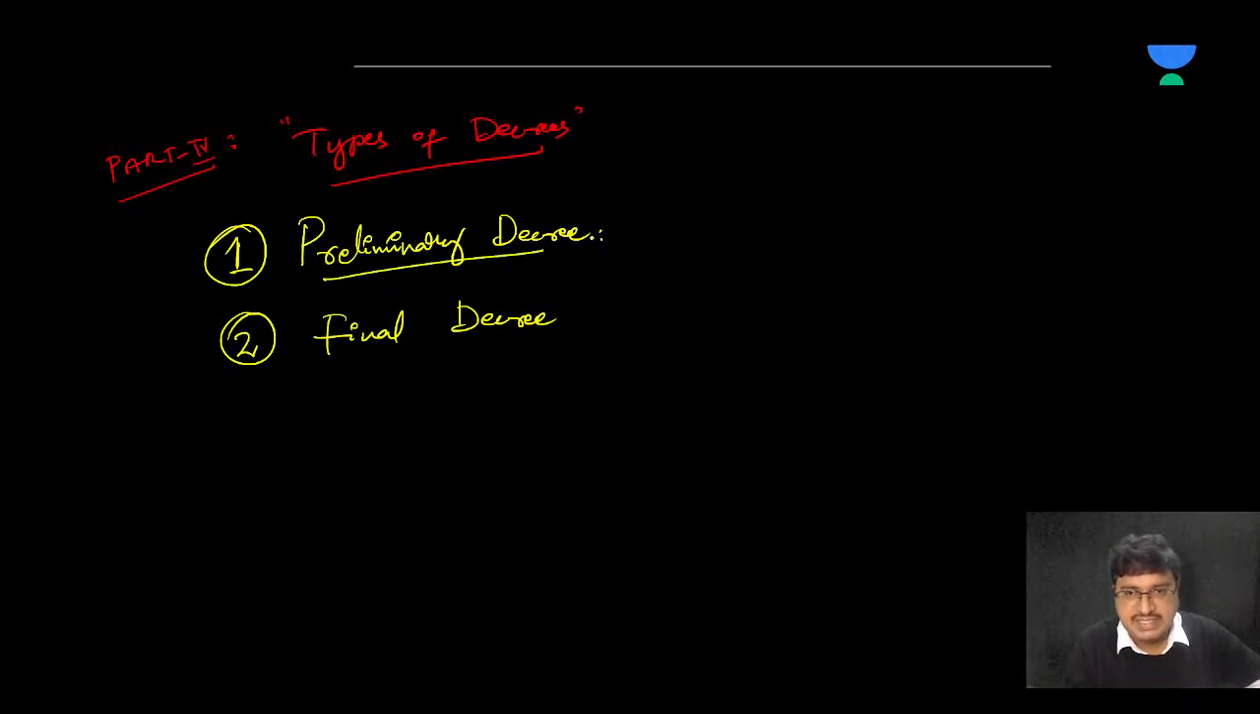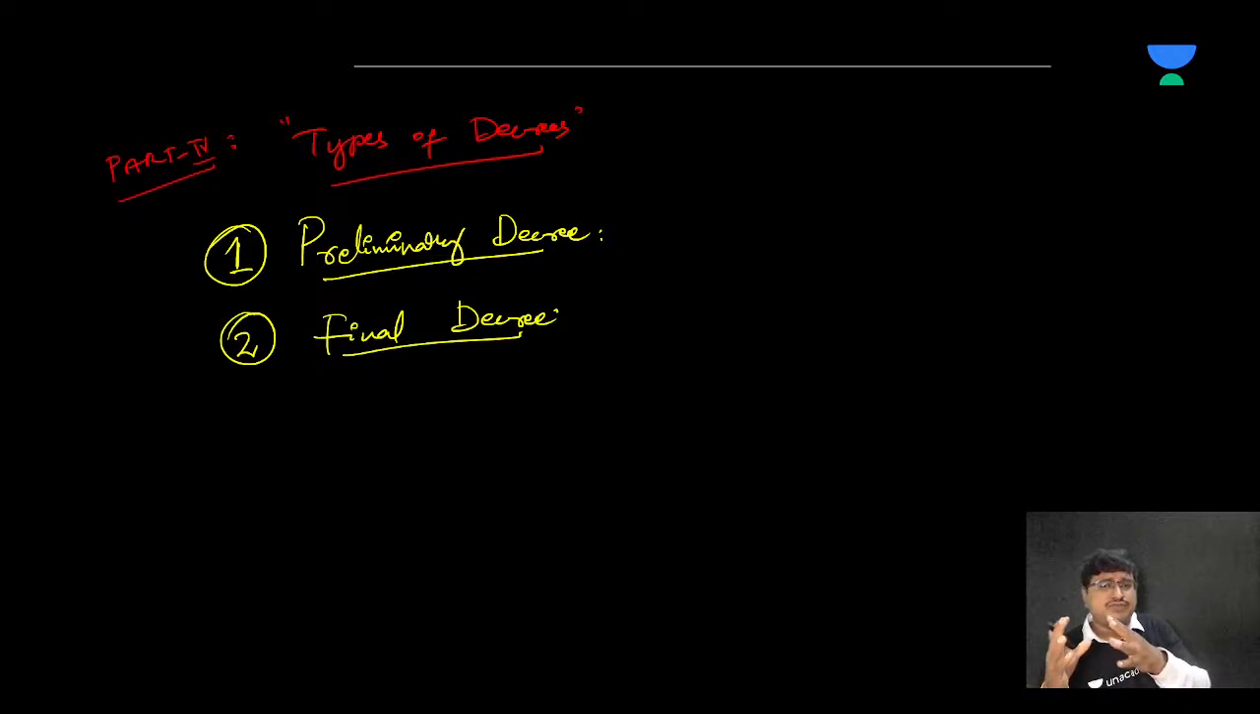Preliminary decree or final decree, or partly preliminary or partly final, also come under the purview of types of decrees. Now let us see the concept of preliminary decree. Friends, here the preliminary decree means that where an adjudication decides the rights of the parties with regard to all or any of the matters in controversy in the suit, but does not completely dispose of the suit, it will be a preliminary decree, friends.